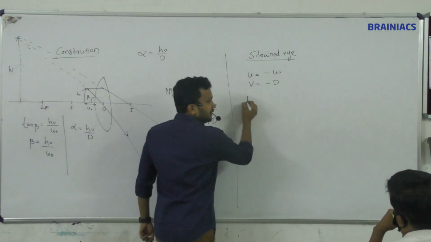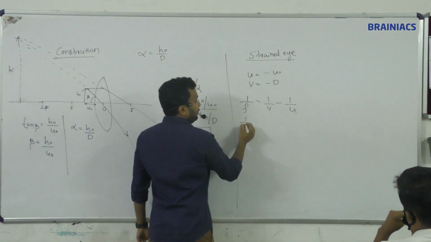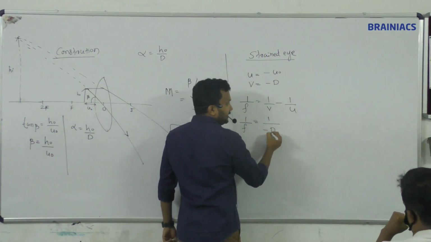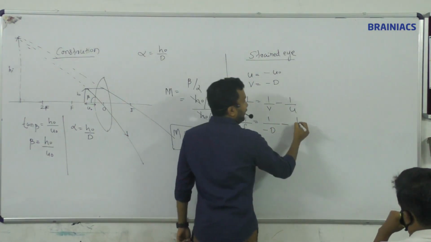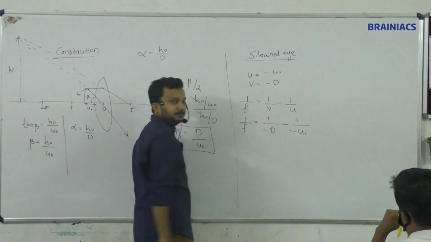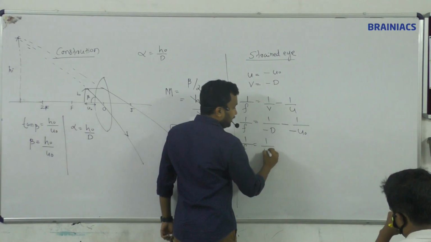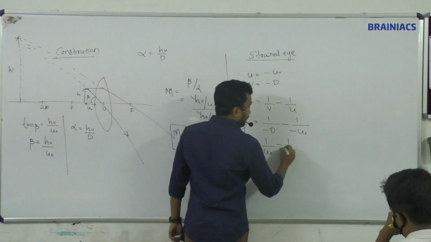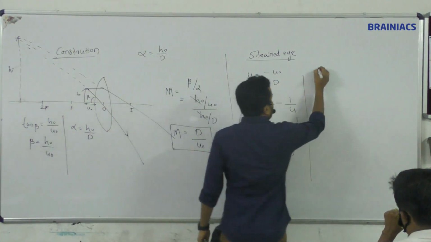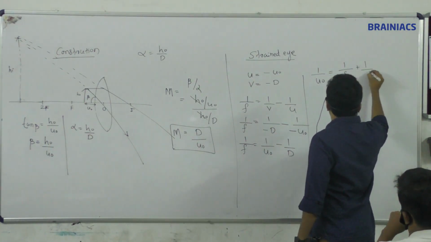Next, we know the lens maker's formula, 1/f is equal to 1/v minus 1/u. Substituting the values, what is 1/v? 1/v is 1/minus D, and 1/u is 1/minus u0, so the extra minus sign changes it. We simplify: 1/f is equal to 1/u0 minus 1/D. Keeping 1/u0 alone, 1/u0 equals 1/f plus 1/D.